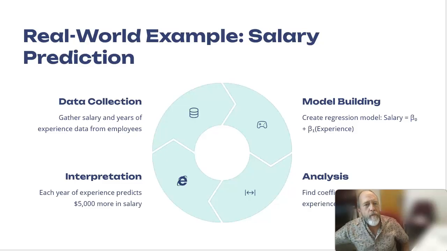So let's say we want to do a prediction. Let's say years of experience versus salary. And you come out and you analyze and you find that you get a coefficient that says $5,000 per year of experience is what people get. That'd be kind of nice if every year I got a $5,000 raise with every year of experience.